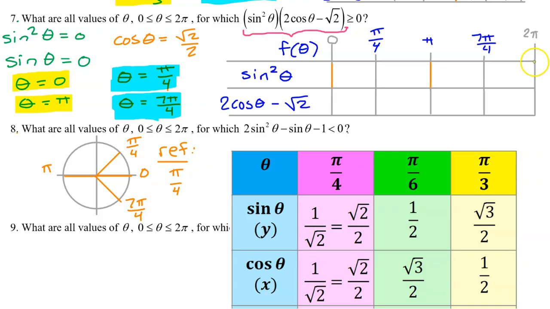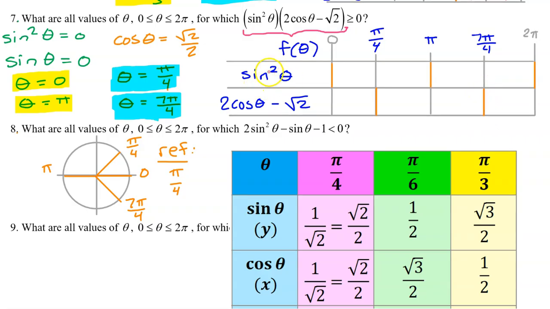But be careful, I'm also going to put it at 2 pi. Because of course, if I go all the way back around to 2 pi, I'm at that same position. The y value is also equal to 0 at 2 pi as well. So that's going to be a critical value. These other critical values of pi over 4 and 7 pi over 4 came from the second factor. So I'm going to put my orange mark here and here.